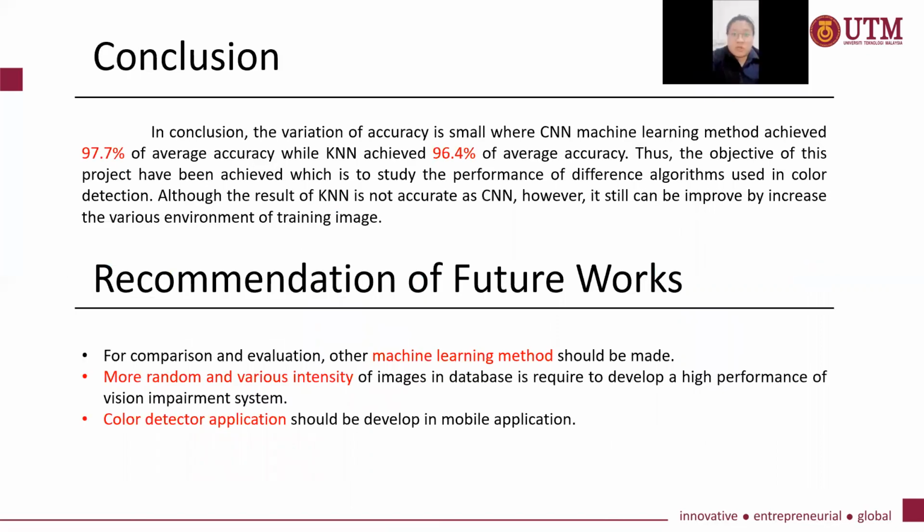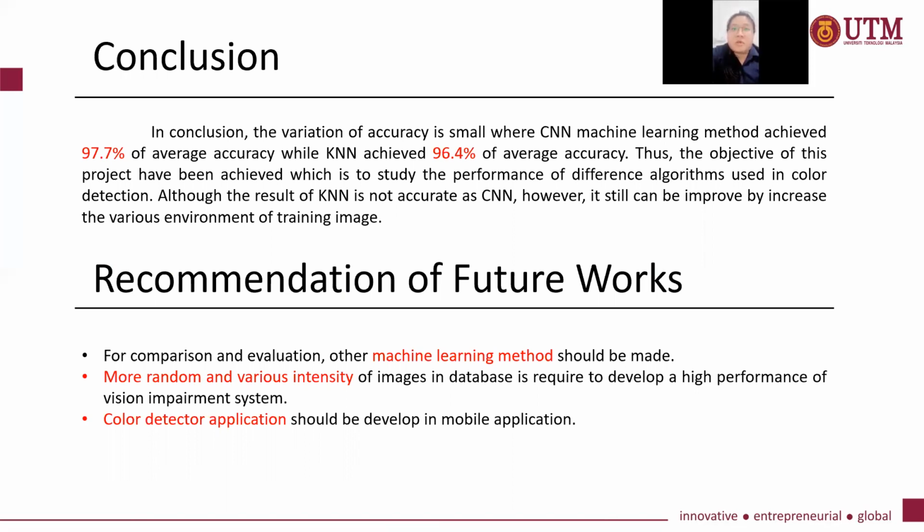In conclusion, the CNN machine learning method achieved 97.7% average accuracy, while KNN achieved 96.4% average accuracy. Thus, the objective of this project has been achieved, which is to study the performance of different algorithms used in color detection. Although the results of KNN are not as accurate as CNN, they can still be improved by increasing the variety of environments in the training images.